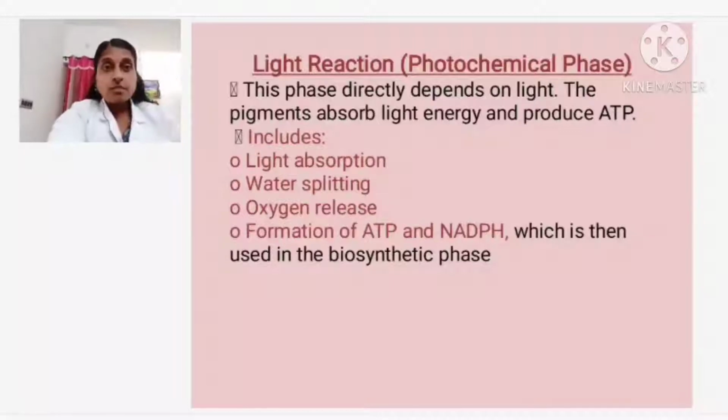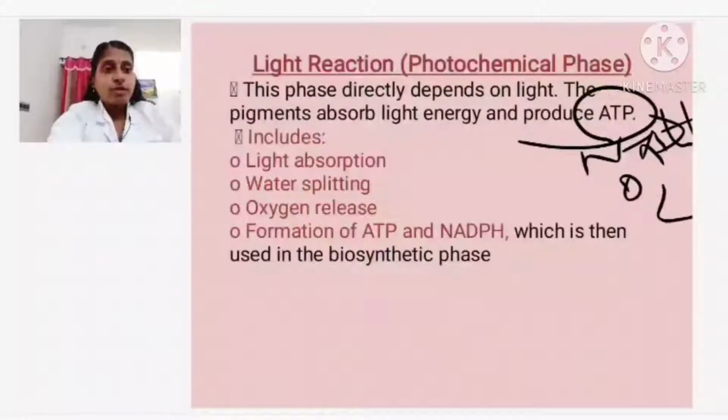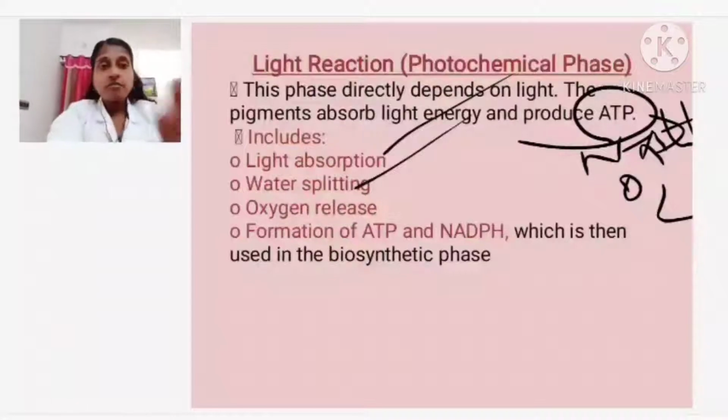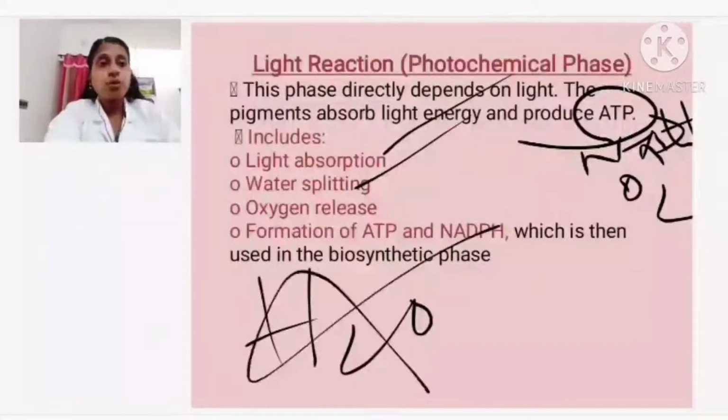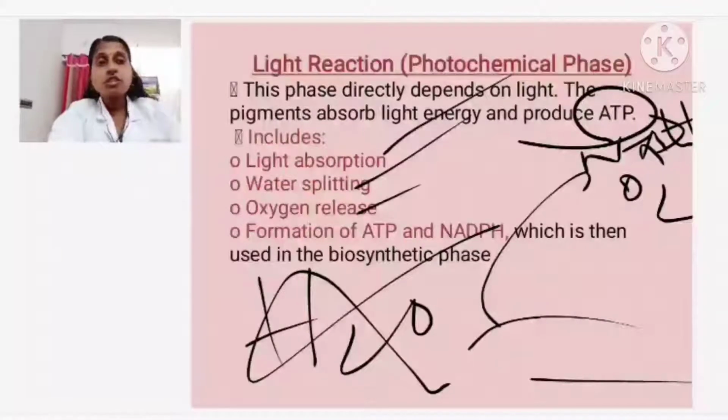So this phase, basically speaking, depends upon light, and the pigments absorb light energy and produce ATP, NADPH, and they also release oxygen. That is what is taking place in the light reaction. So it includes light absorption. Light is absorbed, water is split, it is broken up into different components. Oxygen is released and ATP and NADPH2 are produced.